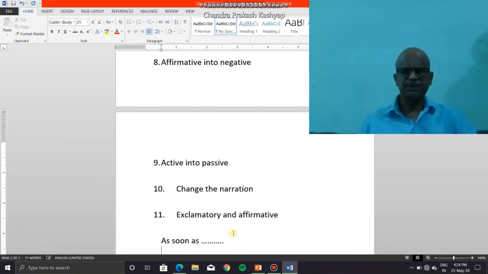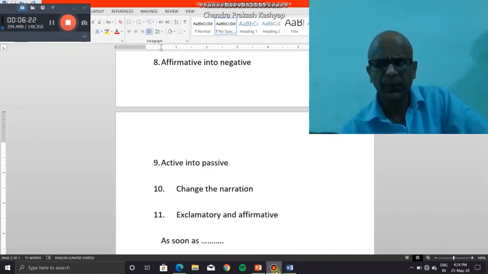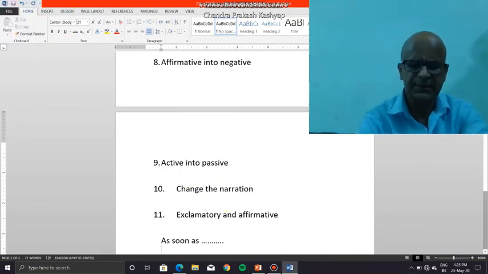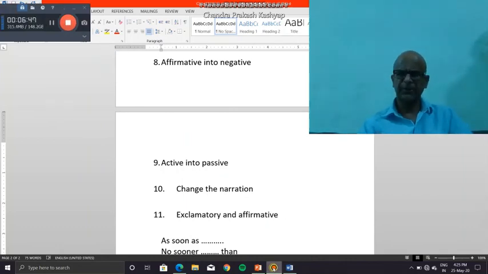Now, as soon as is a formal way of describing two actions taking place one after the other. One after the other. This is important. Now, I may rewrite the same sentence beginning no sooner than. So, if I write a sentence beginning as soon as, I'm writing an affirmative sentence. If I rewrite the same sentence using no sooner than, I'm changing it into negative. And these are two different structures.